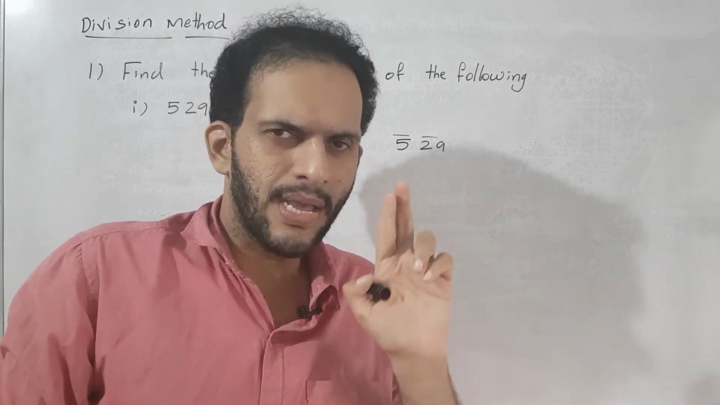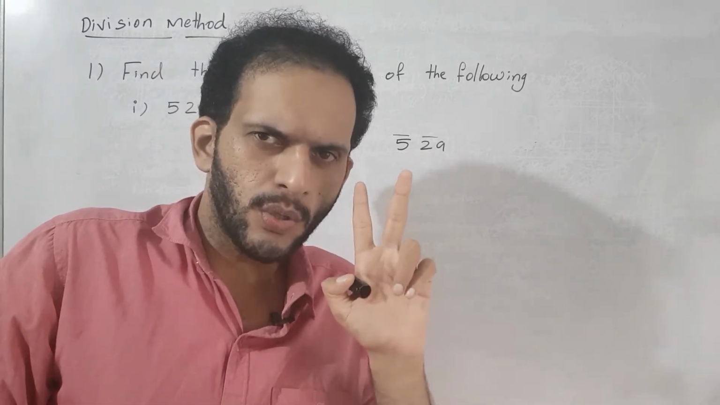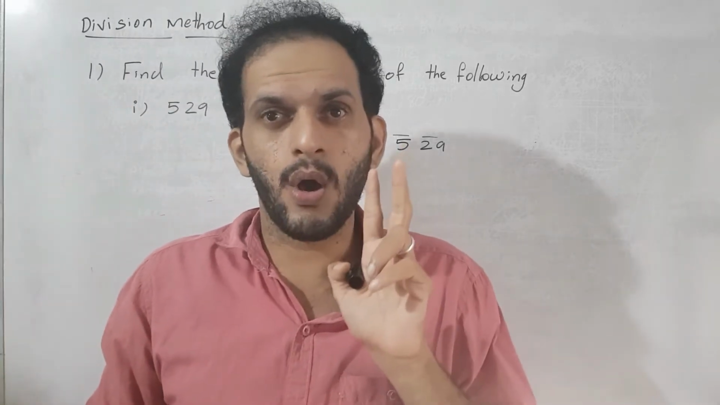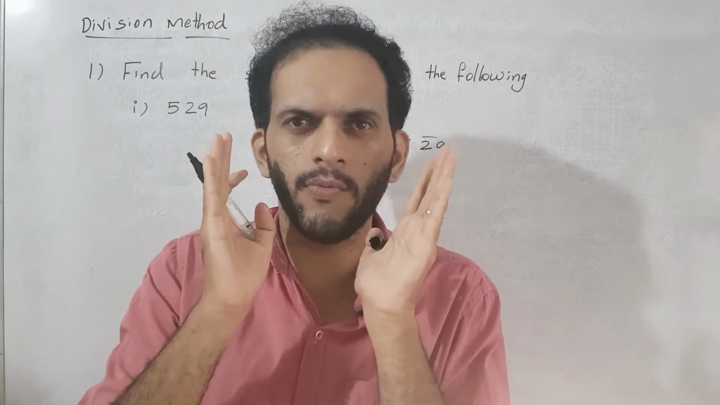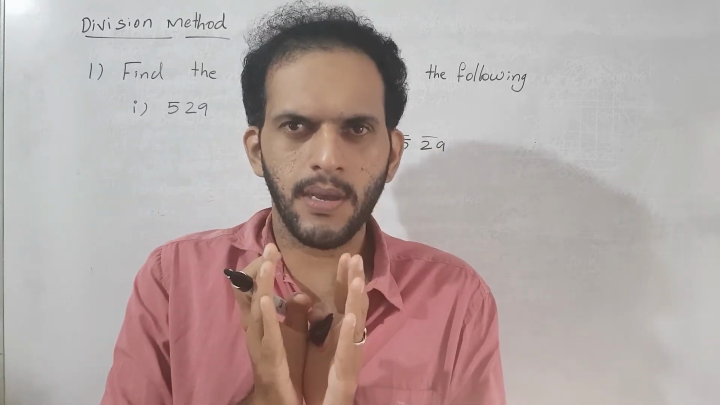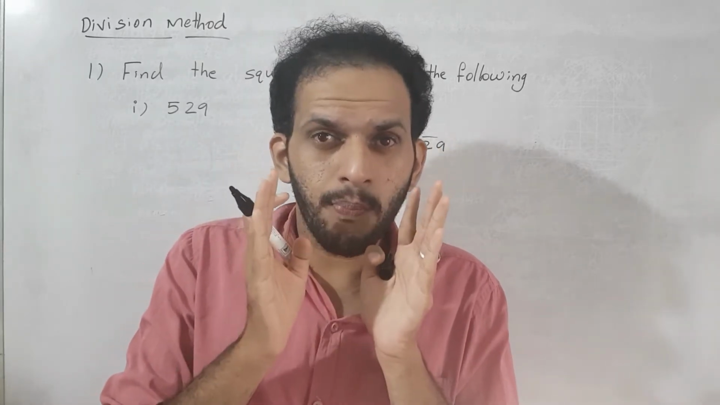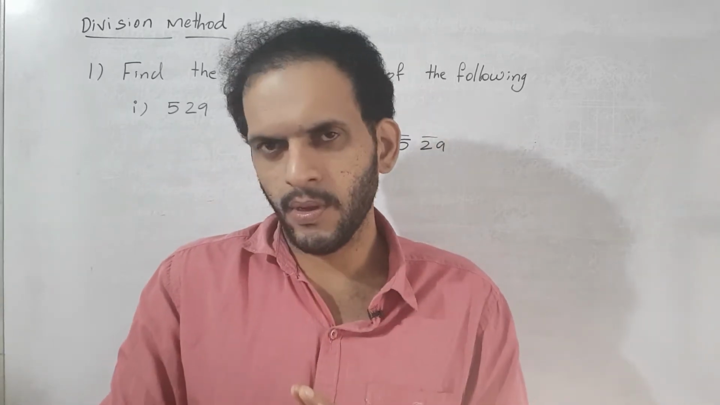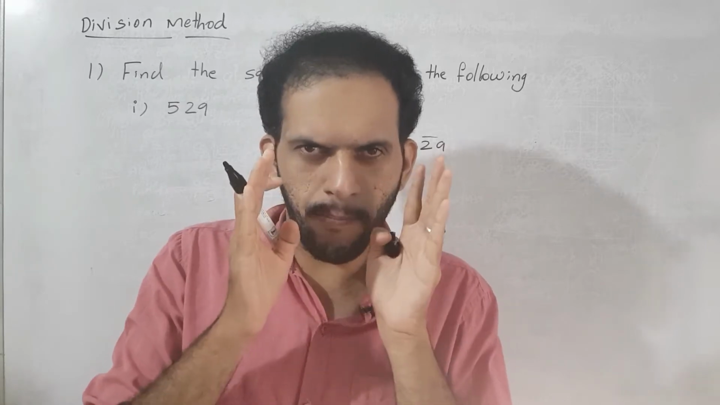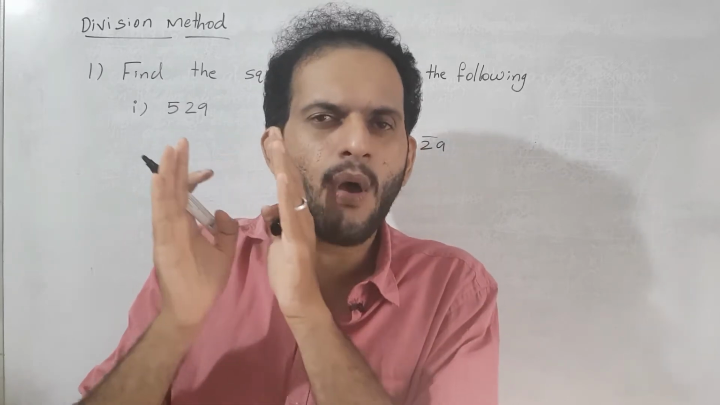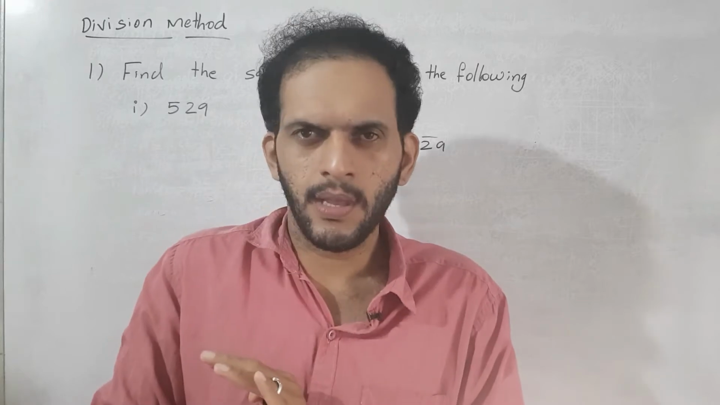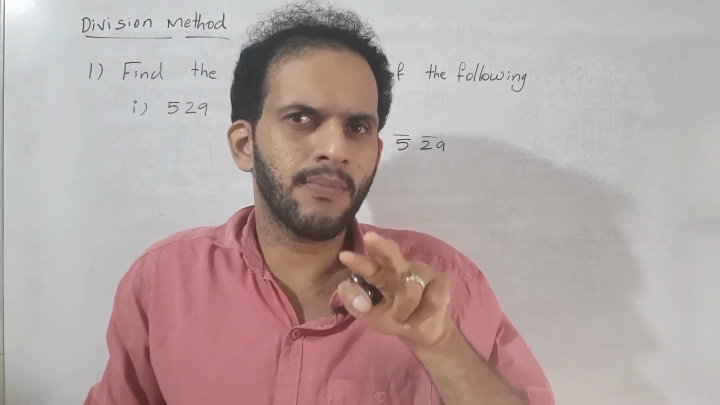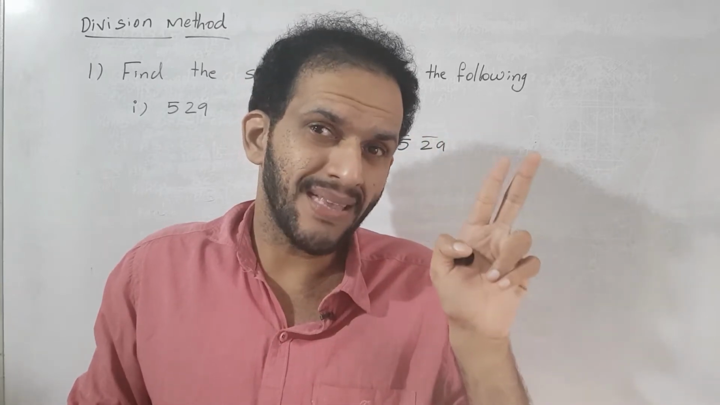If you want to do the long division method for finding the square root of a number, what is our first step? Yes, group the digits of the given number. We group means we pair the digits of the given number. The pairing starts from the unit place digit.